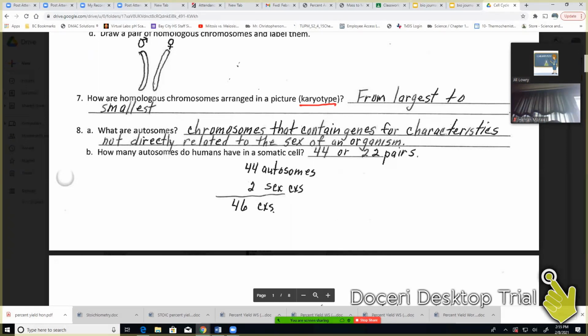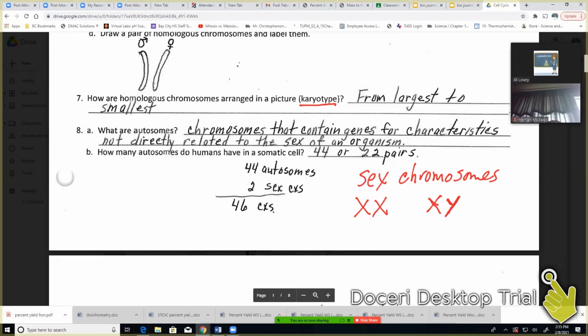So the autosomes are chromosomes that contain genes for characteristics not directly related to the sex of the organism. So that's most of the chromosomes. So there's 44 chromosomes, or 22 pairs, that are autosomes. There's only one pair of sex chromosomes. And your sex chromosomes are either XX or XY.